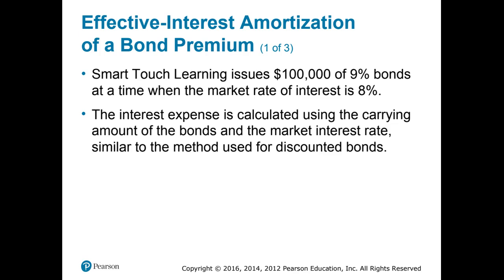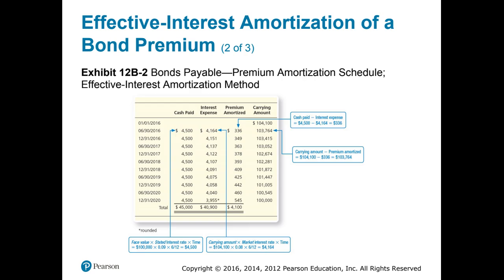So Smart Touch Learning issues 100,000 9% bonds at a time when the market rate of interest is 8%. So we're issuing at 9%, the market rate is 8%. The interest expense is calculated using the carrying amount of the bonds and the market interest rate, similar to the method that we use for discounted bonds. We have bonds payable premium amortization schedule. And this is on 624.